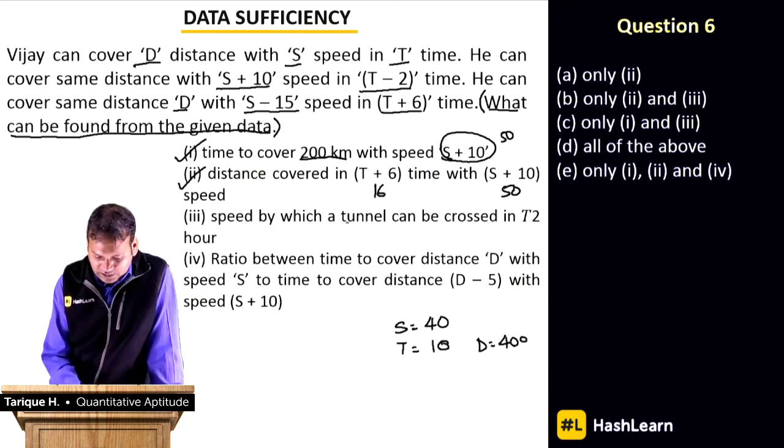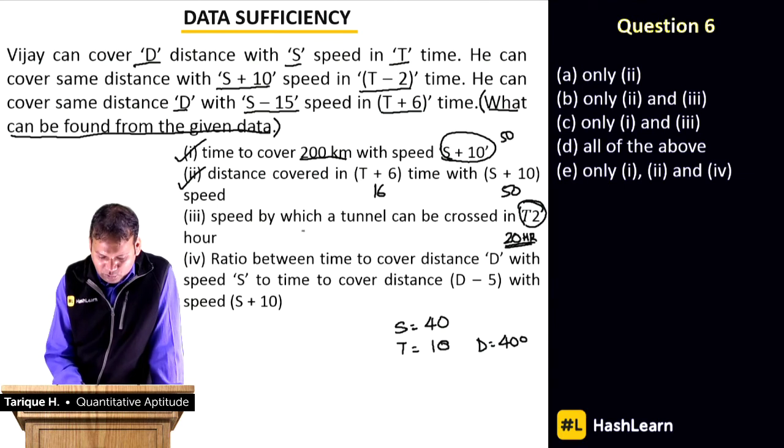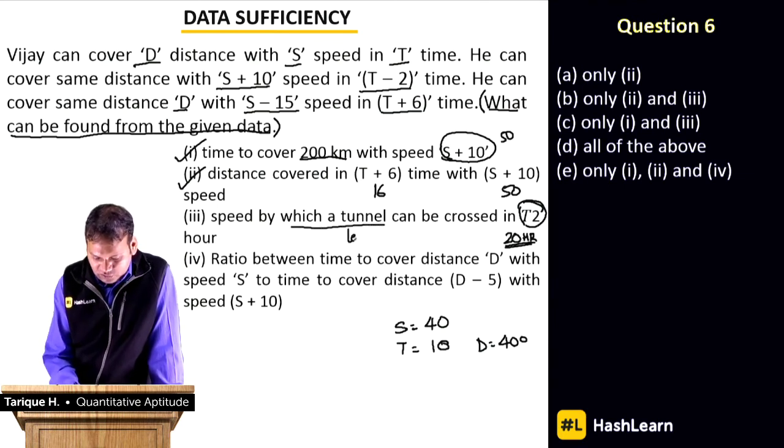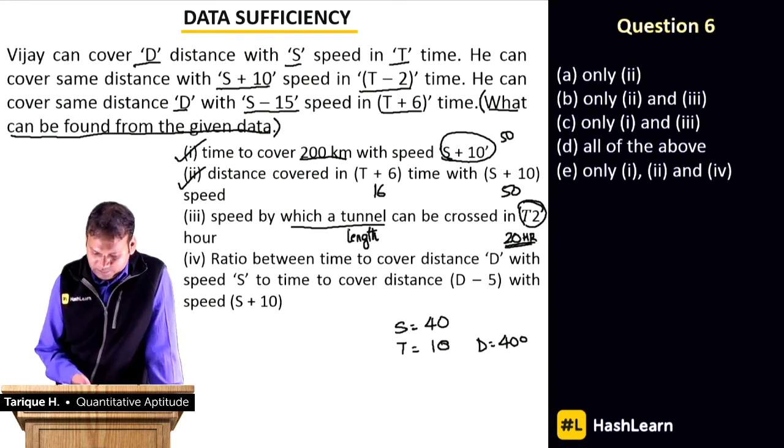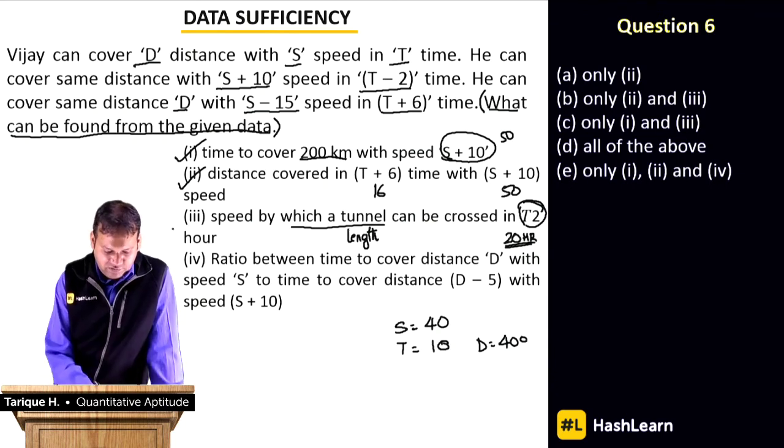Speed by which a tunnel can be crossed in 2T hours. The 2T hours means 20 hours, so I know the time here, but I don't know the length of the tunnel. Speed I know, but length I don't know. So we cannot solve this part.